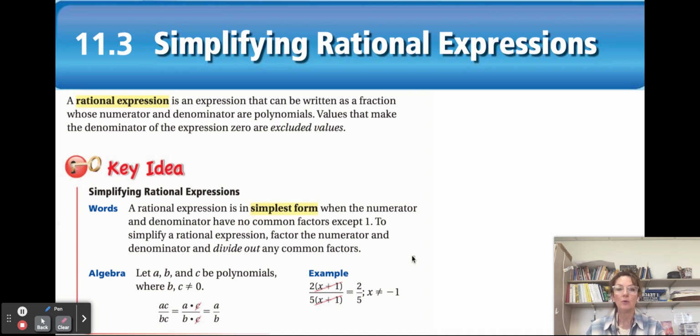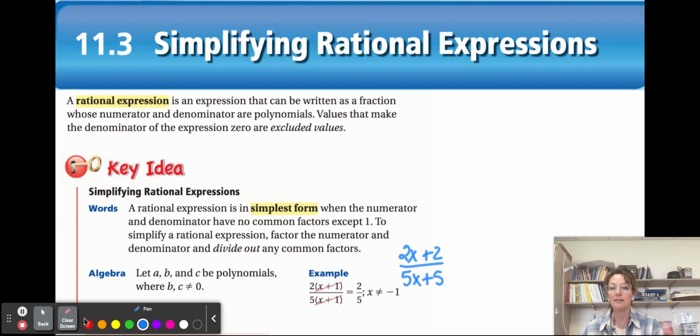Also, looking at this would be like if you started out with 2x plus 2 over 5x plus 5. Sometimes you'll see expressions like that and you'll think, oh, there's nothing to simplify. However, you can see that in the numerator, you're factoring out the 2. In the denominator, you're factoring out the 5. That's how we get the common factor of x plus 1. So we're going to have to be very careful and make sure that we're putting things in factored form if necessary.